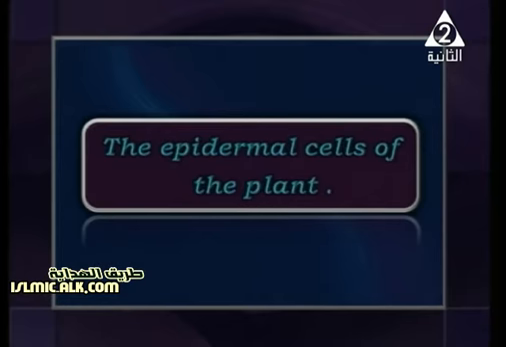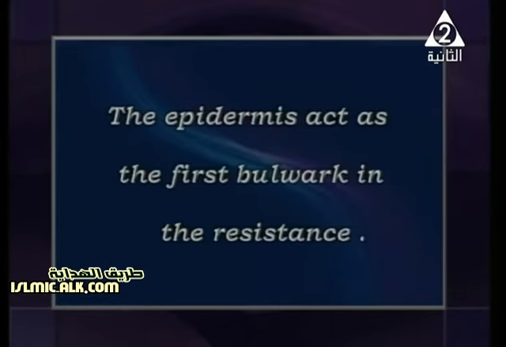So they are called epidermal cells. The epidermis, or the epidermal layer, acts as the first bulwark. Bulwark means what? It's the first line of defense for the plant, okay? It resists and wants to prevent the pathogen from attacking the plant.